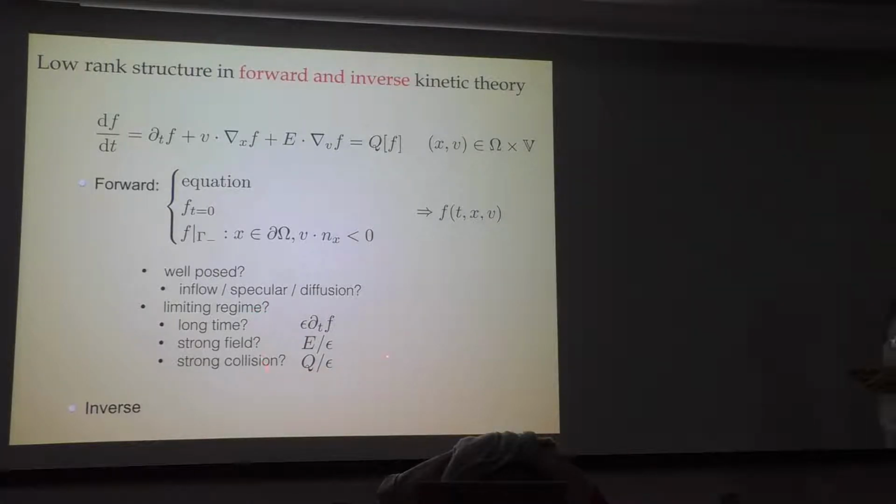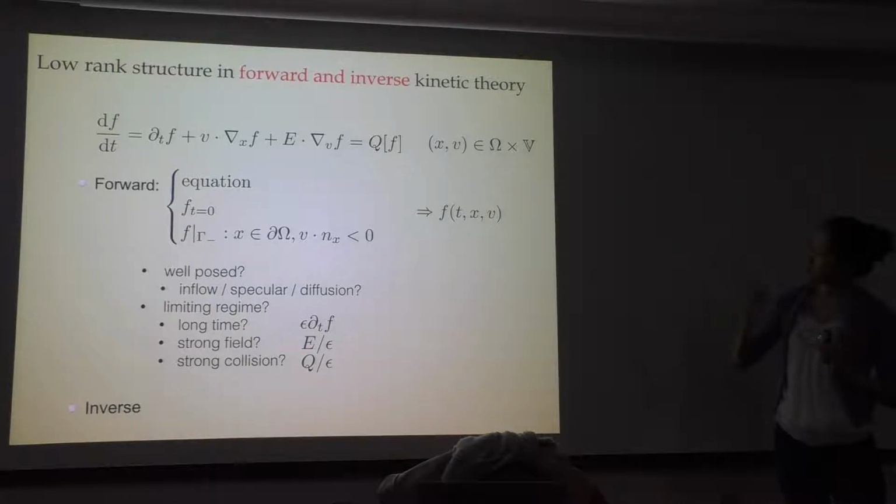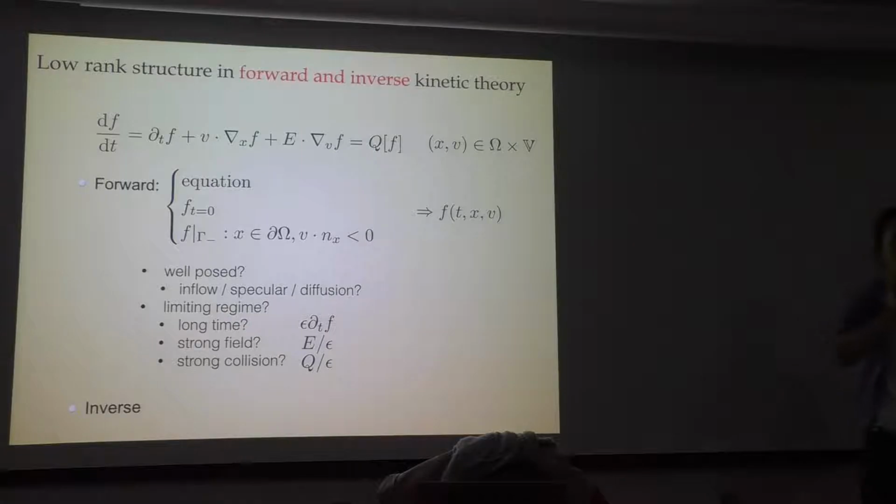We also ask a question about the limiting regime, in the sense that the solution to this equation may look different if you are looking for the long time behavior, for example. You ask your system to evolve for a very, very long time, and you ask, is my solution going to achieve some kind of equilibrium after this long time? And if that is the case, we put a small epsilon in front of partial t that eliminates this term, that basically gives you the steady state of the right-hand side. So you're looking for the equilibrium of the system.